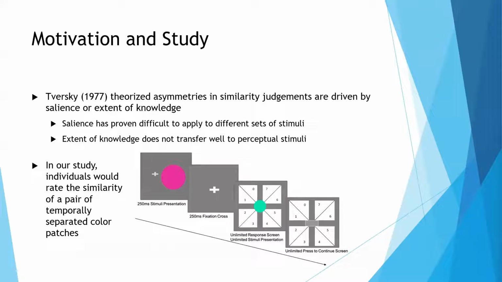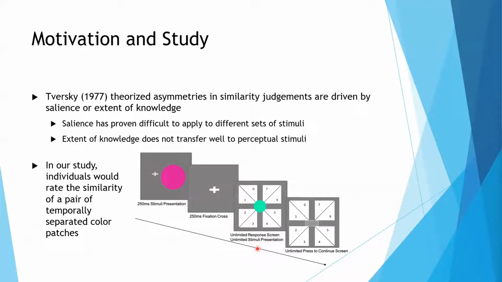To investigate similarity judgments between perceptual stimuli across 3 experiments, we collected data where individuals would rate the similarity of a pair of temporally separated color patches. Here you can see one color patch is presented, then removed, and then the second color patch is presented, and then participants rate the similarity of the 2 color patches on a scale of 0 to 7.